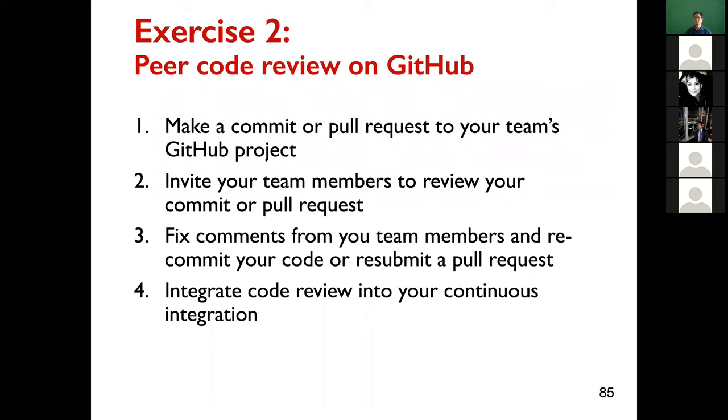So these are basically for you to practice the use of some tools, right? I don't want you to do it now. You can do it after the class. So the first one is a peer code review on GitHub. I think you have a project team, right? For your assignments, you have a GitHub project, right? When you make a commit or pull request to your team's GitHub project, invite your team members to review your commit or pull request through GitHub. Fix comments from your team members and recommit your code or resubmit a pull request. And finally, integrate code review into your continuous integration.